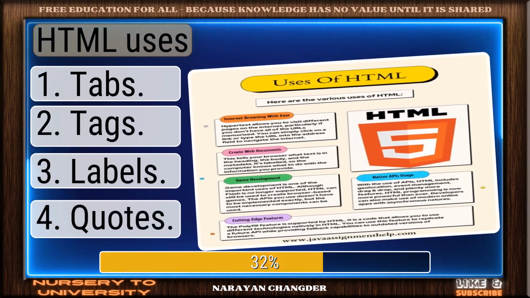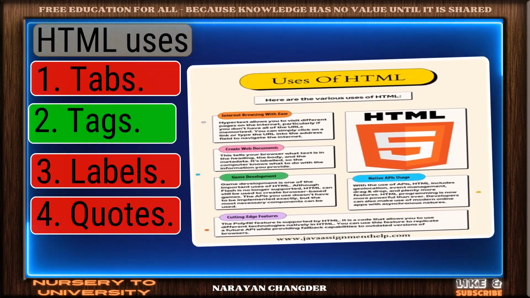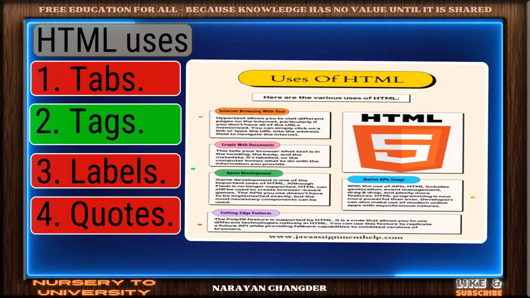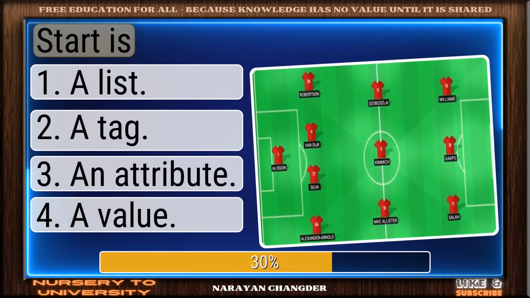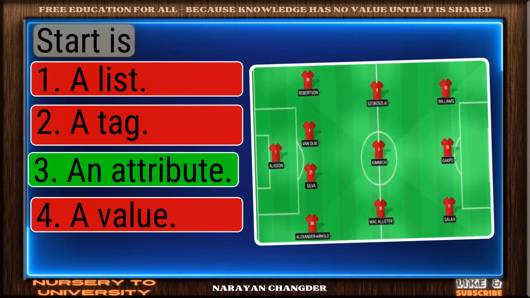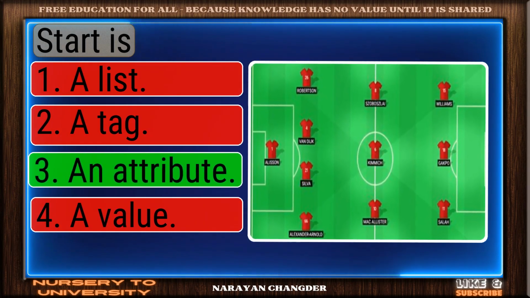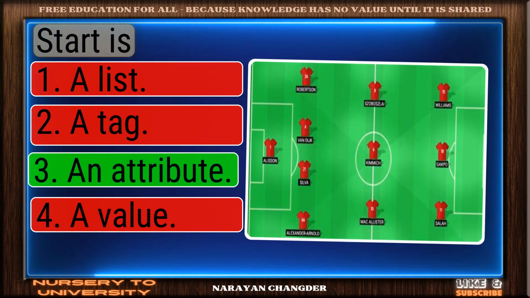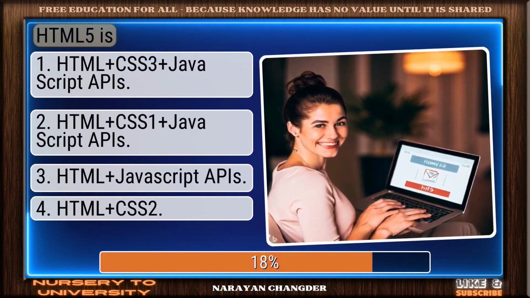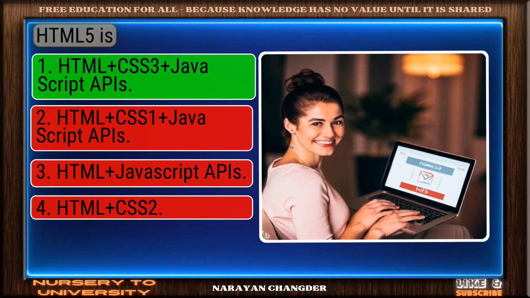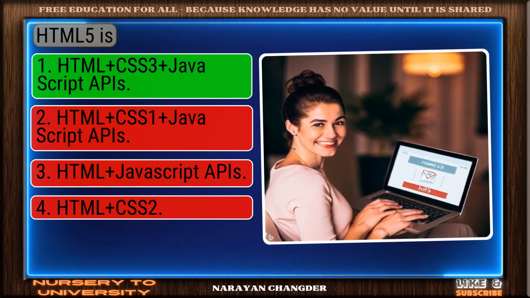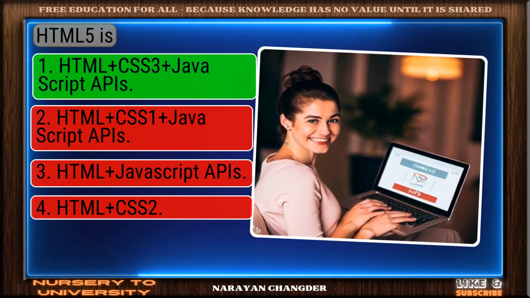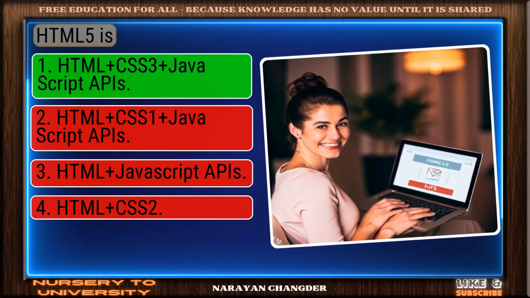Uses. Nicely done. Tags is a solid answer. Start is. Strong choice. An attribute is the right answer. HTML5 includes. Nice selection. HTML plus CSS3 plus JavaScript APIs is the correct and valid answer.